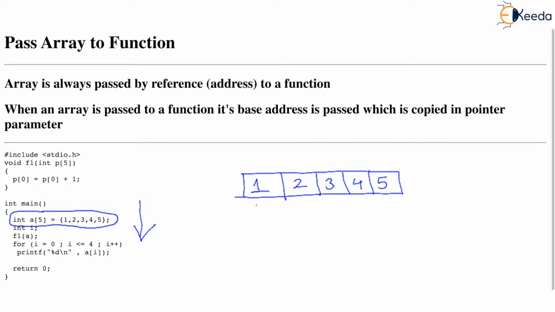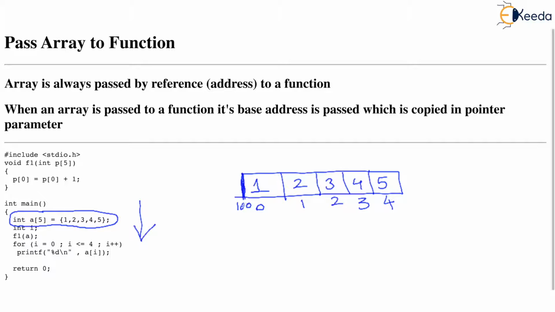Just see, array indexing starts with 0 and goes up to 4, but there will be some begin address from where the array starts. Just imagine the start address of the array is 100.